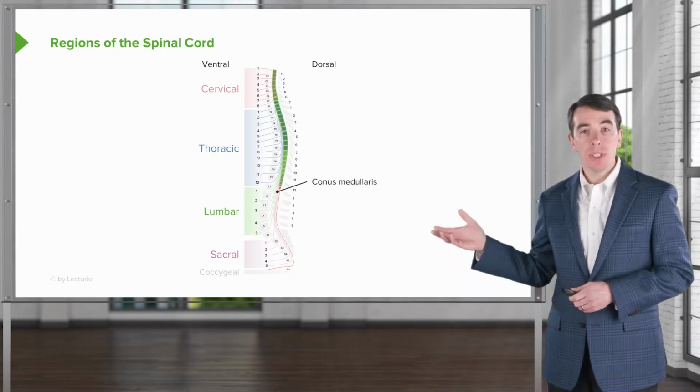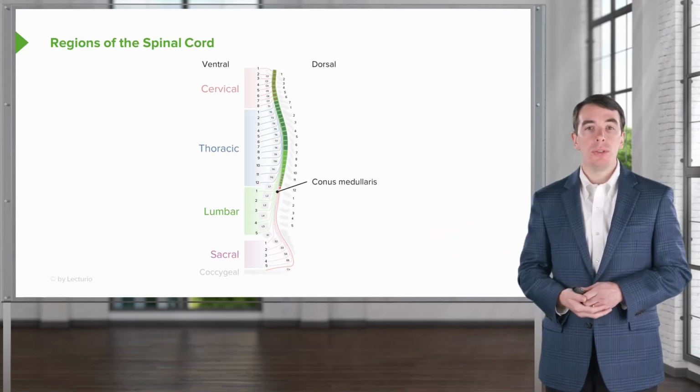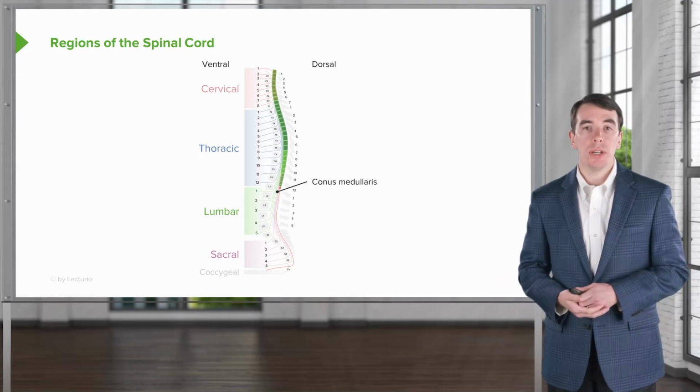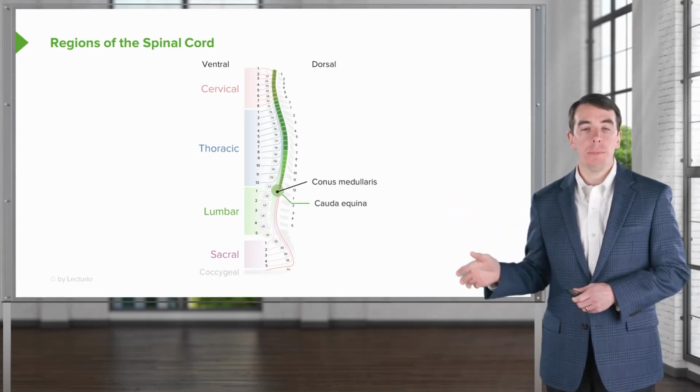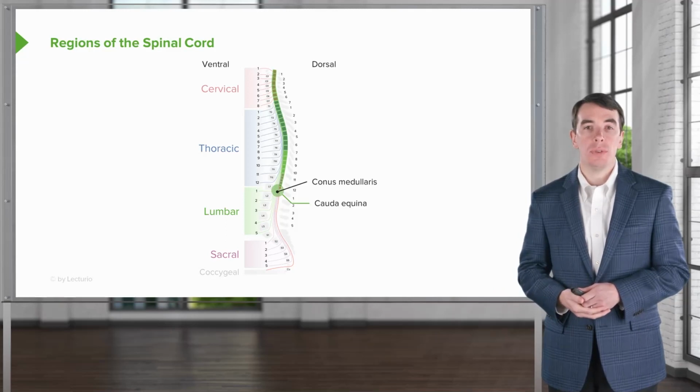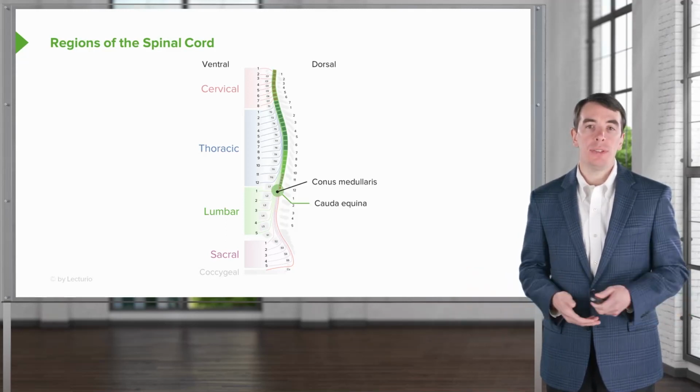And importantly, we see the end of the spinal cord typically in adults around the L1 to L2 area, which is called the conus medullaris, that end of the spinal cord. And from there, the spinal cord gives rise to the cauda equina, or those horsetail of peripheral nerves that descend in the vertebral bodies and exit out into the legs.